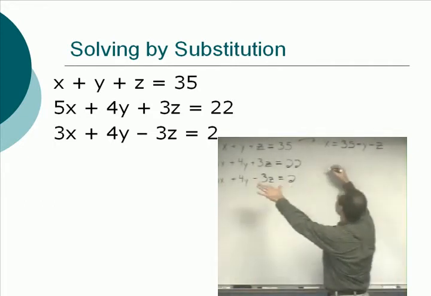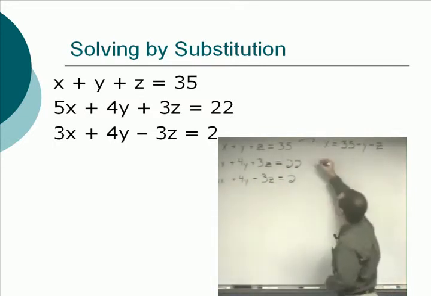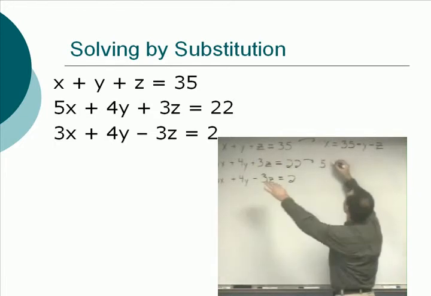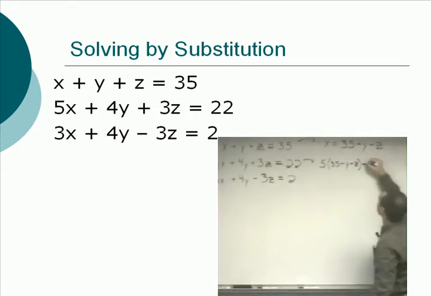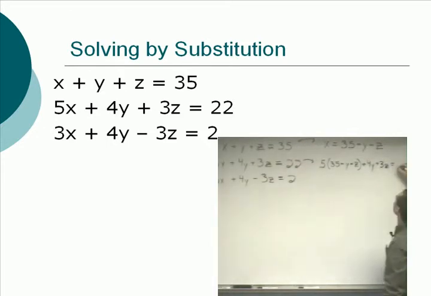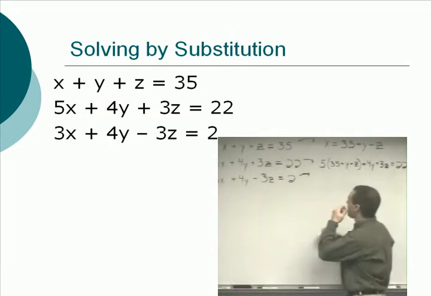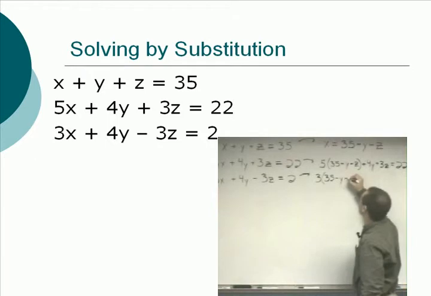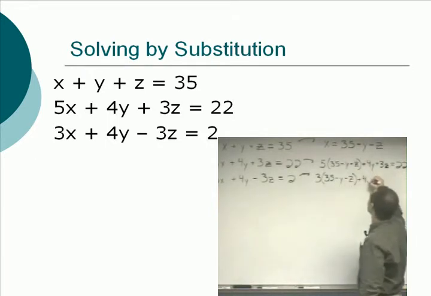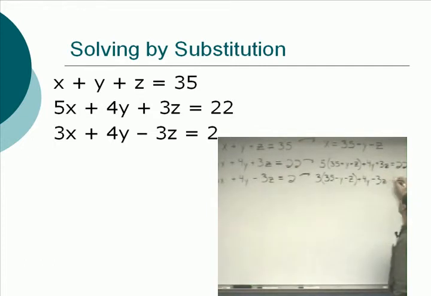Then this equation becomes 5 times, we're going to have 5 times x, but x is 35 minus y minus z, plus 4y plus 3z equals 22. It's the same principle. You're substituting one function in for another. Okay, and the bottom equation is going to become 3 times, not x anymore, instead it's 35 minus y minus z, plus 4y minus 3z equals 2.